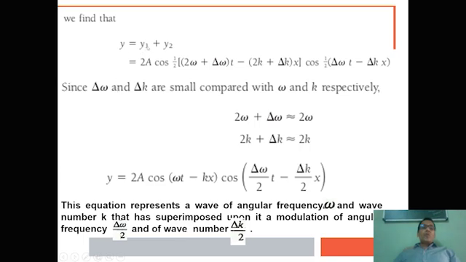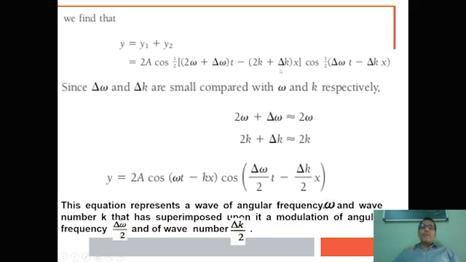By this, y is equivalent to y1 plus y2, and we will have this relation: 2a cos of (2 omega plus delta omega) t by 2 minus (2k plus delta k) x, and cos of these terms divided by half and divided by 2. Since delta omega and delta k are very small compared to omega and k, one can write 2 omega plus delta omega as equivalent to 2 omega, and 2k plus delta k as equivalent to 2k.